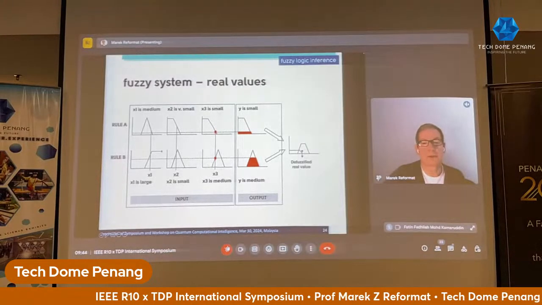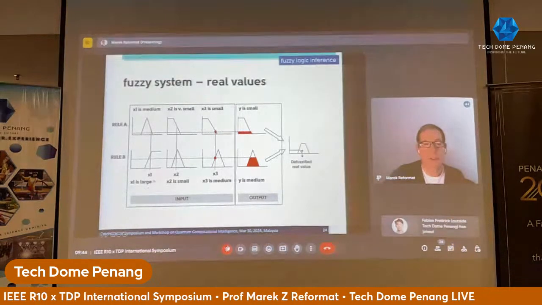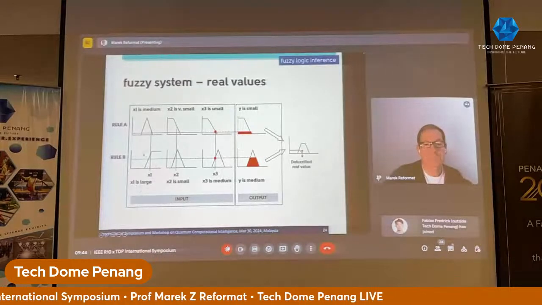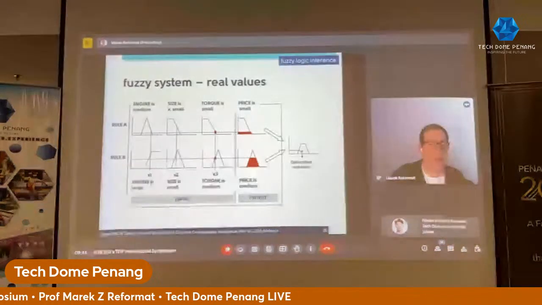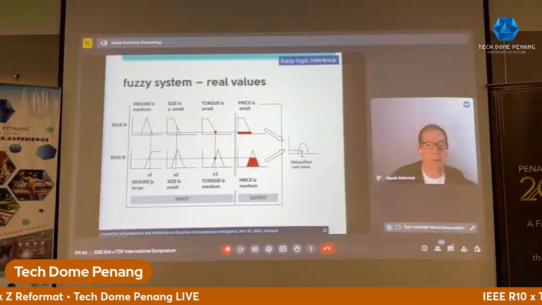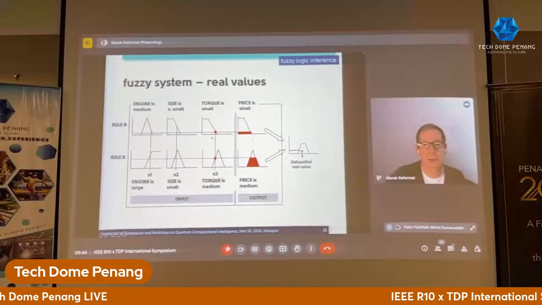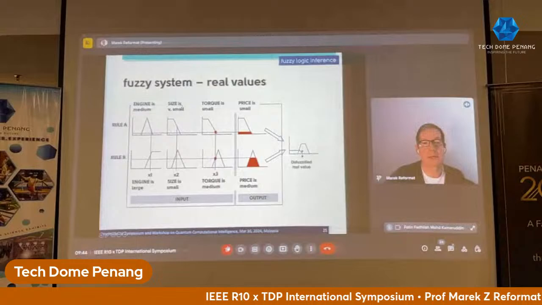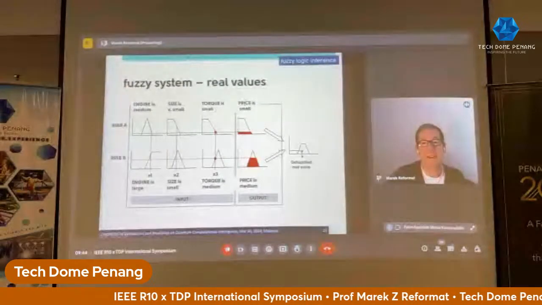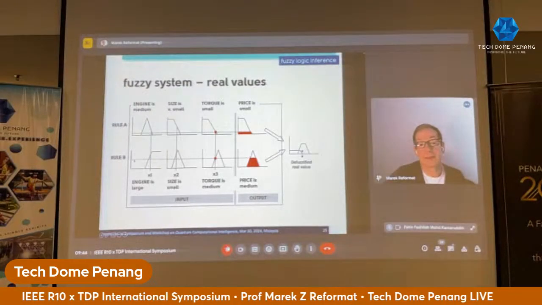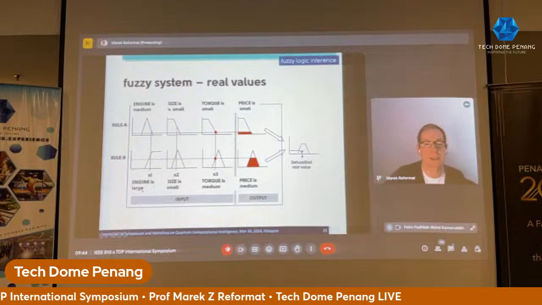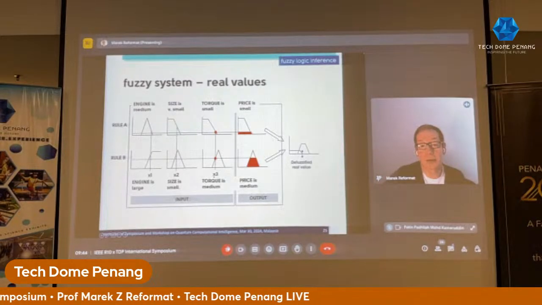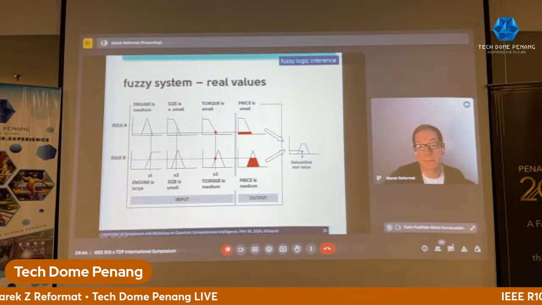And we also have another rule. In this particular case, I think I have another example which fits exactly what we just talked about. So we talked about this rule: the engine is medium, the size is small, the torque is small, the price is small. Now we have another rule, which indicates that the engine is large, size is small, and torque is medium, then the price is medium.